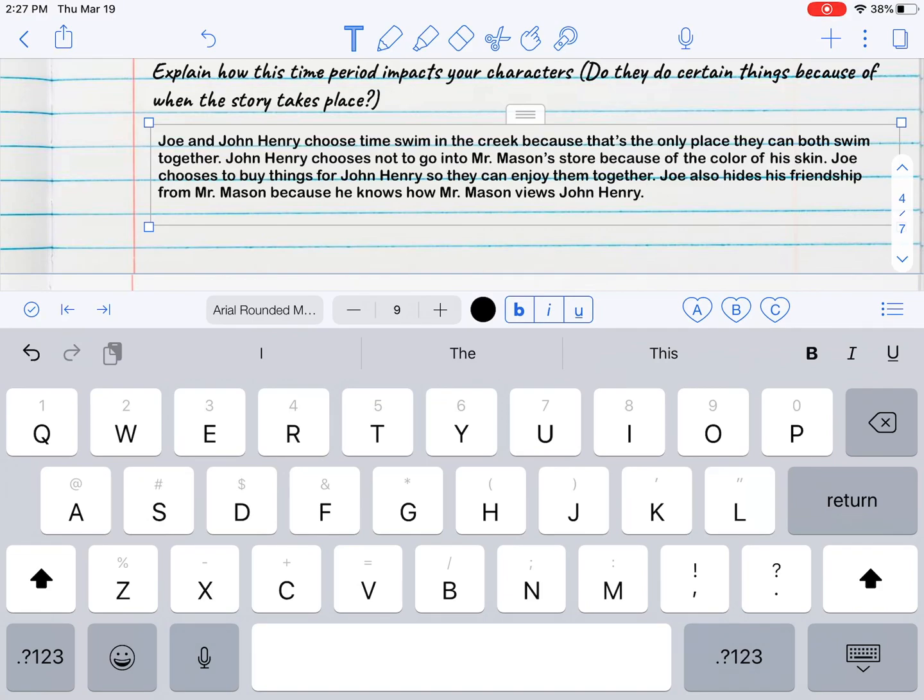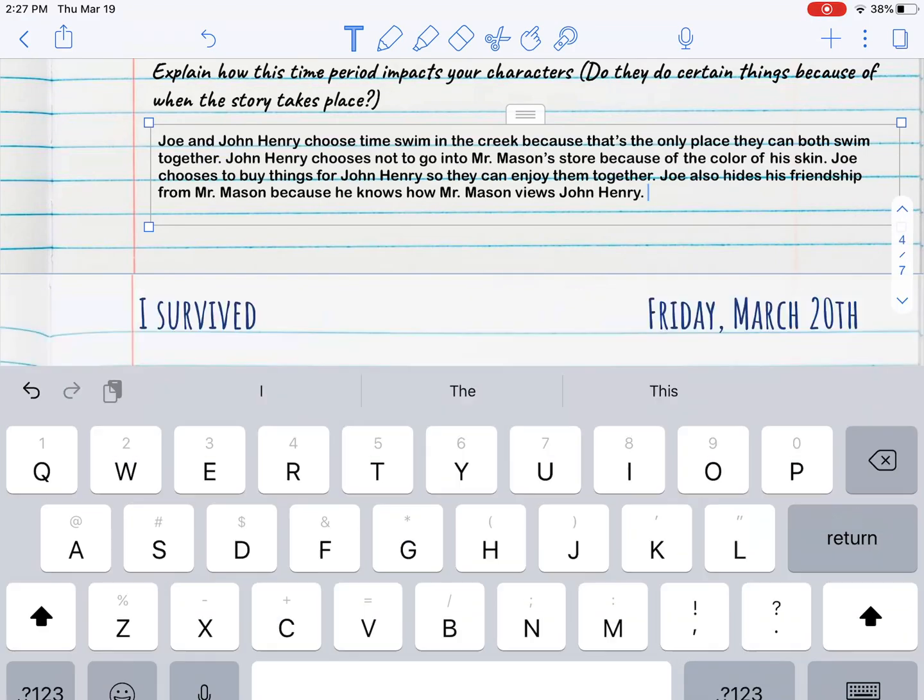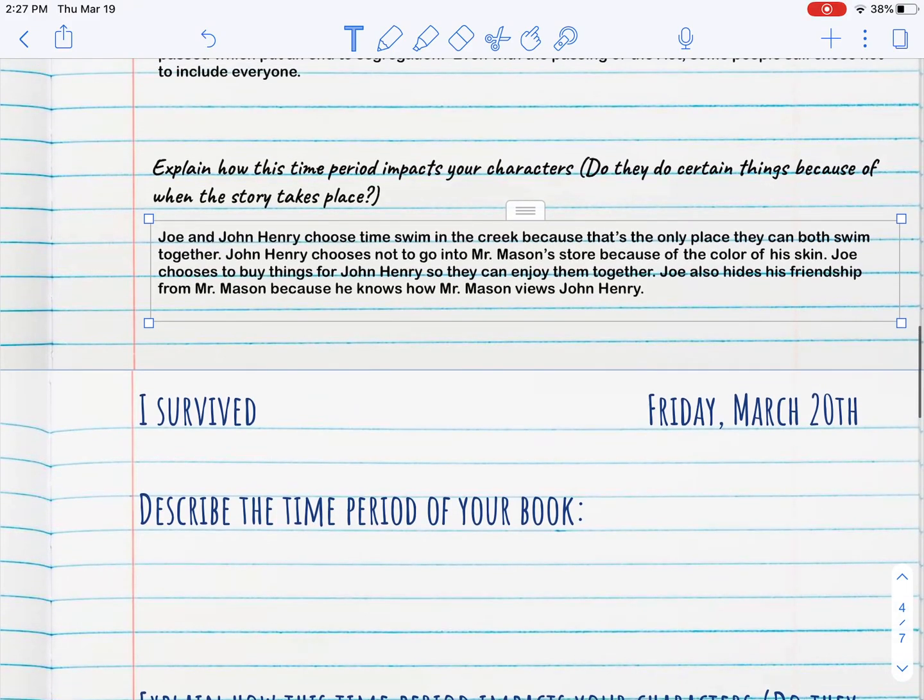If Joe and John Henry were living in a different time period, they might not choose to swim in the creek. If they were living in a time where everyone was included, they might be swimming at a place like Forest Park Pool. So the time period in which a story takes place really impacts how the characters behave. John Henry, if it was taking place in a different time, he might go into that store. Joe might tell everyone about his friend John Henry.